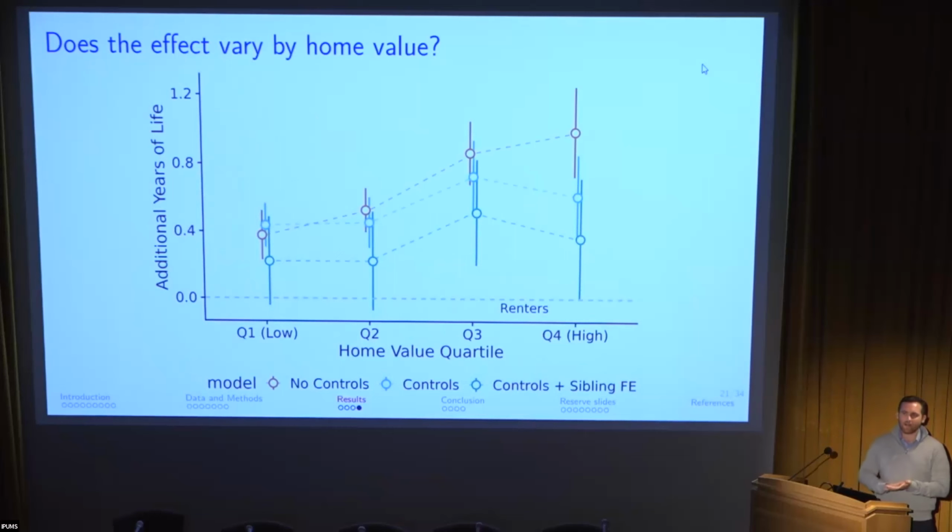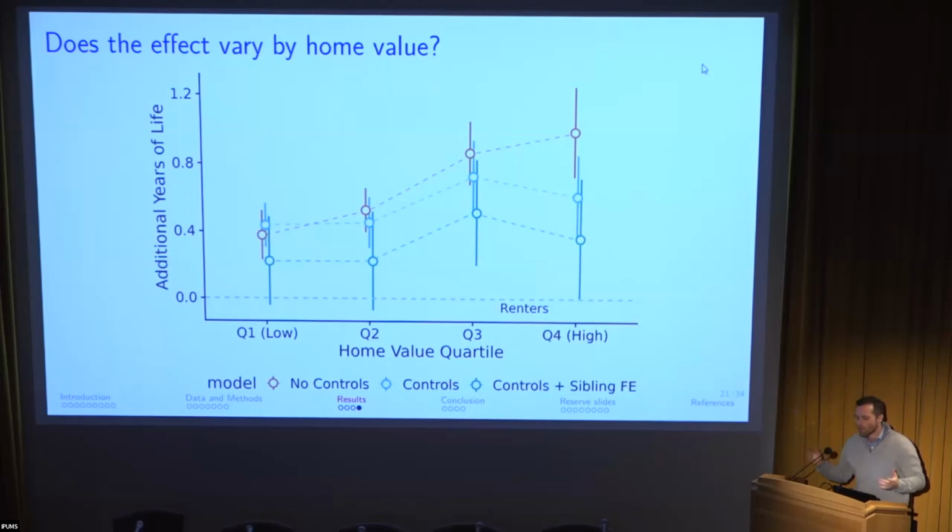There's a few other things that I look at. How does this effect vary by home value? There's a lot going on in this picture, but on the x-axis, we have the quartile value of the home. On the y-axis, we have the additional years of life. And as you can see, as the home value quartile increases for this orange dashed line with error bars, there's a huge difference in the unadjusted difference between life expectancy for homeowners and renters for the fourth quartile, and a much smaller association for the first quartile. So this is just selection. Rich people are likely to own more expensive houses.